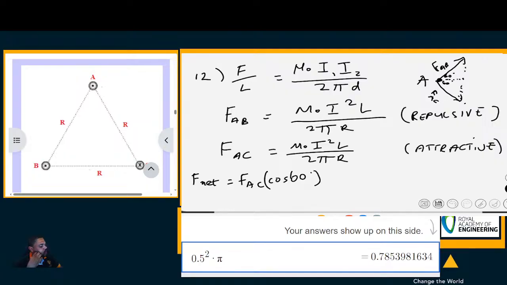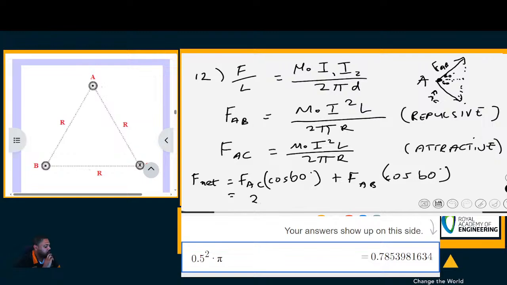The force of AC times the cosine of 60 plus the force of AB times the cosine of 60 degrees. Now, what do we know about the cosine of 60? Well, that is how you calculate the horizontal components. Okay. Now, the force of AB and the force of AC. What do we see here about AB and AC? They are exactly the same. These forces are exactly the same, so it'll just be twice one of them.